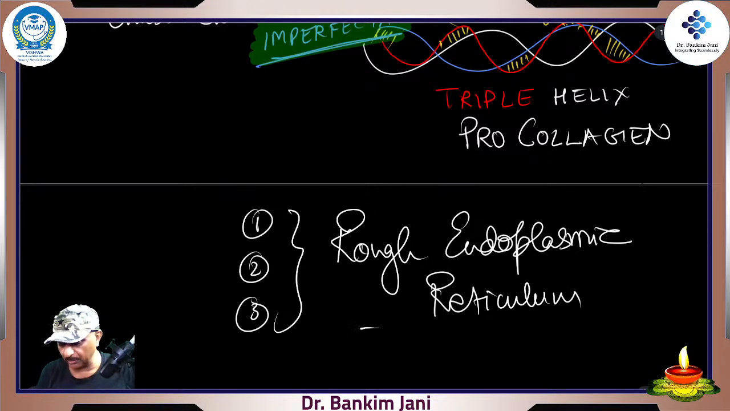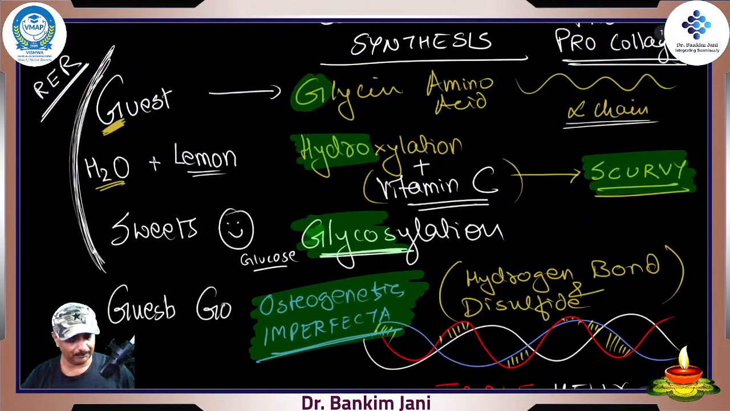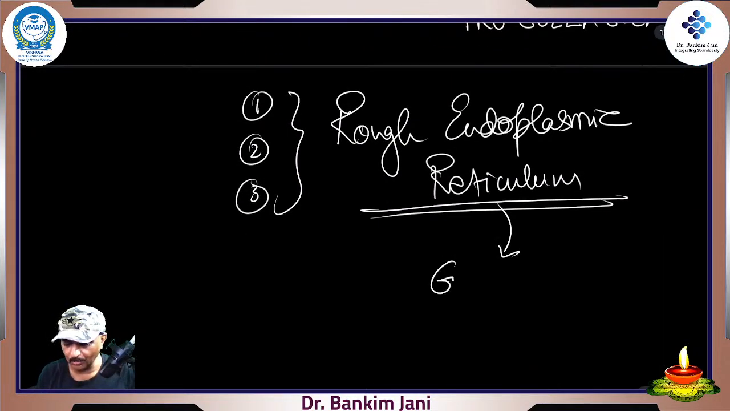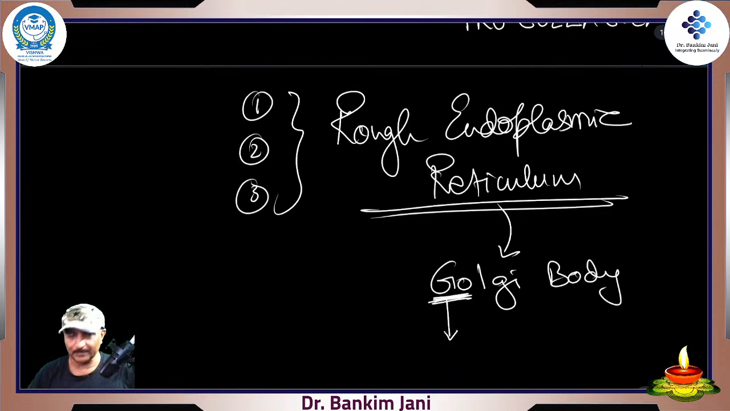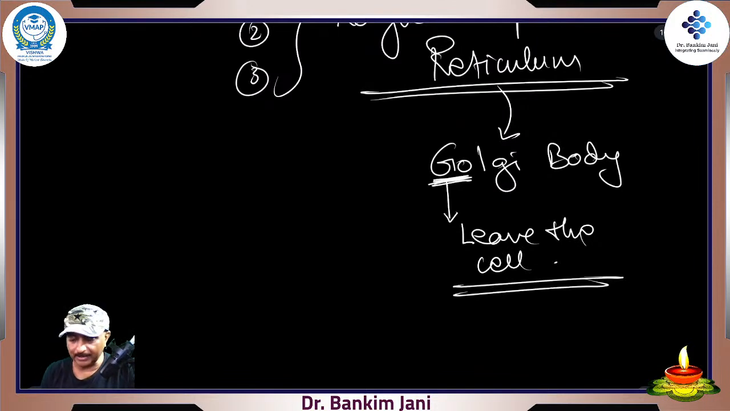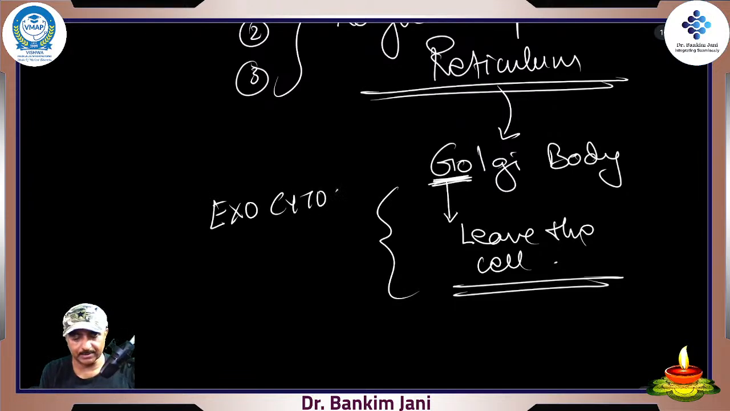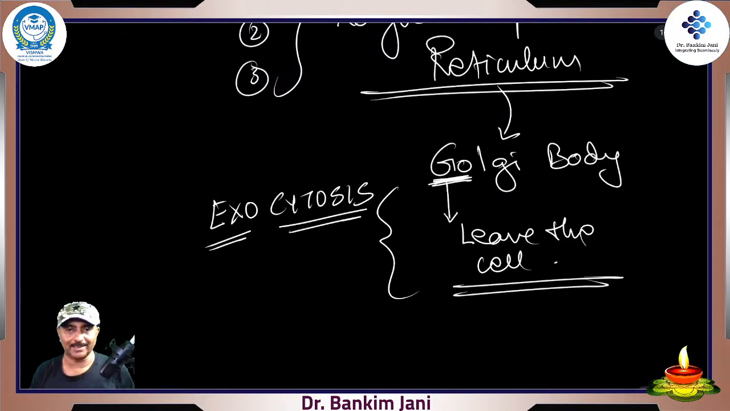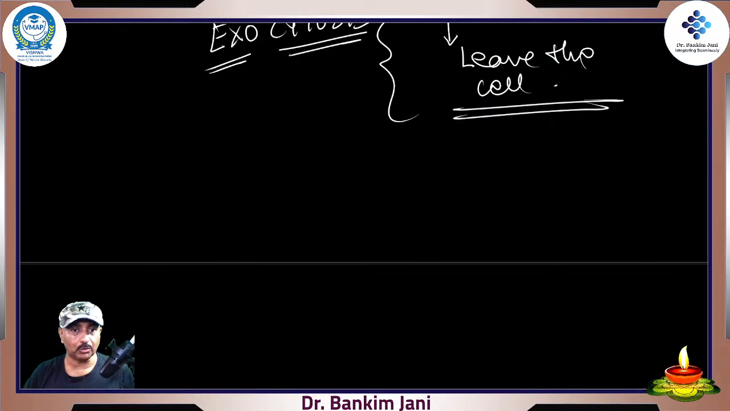From this rough endoplasmic reticulum, when it comes to step four, when the guests say that, okay, we'll go, right? First they will go into Golgi body. And from Golgi body, they will say, okay, cell, bye-bye, right? And they will leave the cell, right? And that process is called exocytosis. Exit from the cell. So now the raw material is ready, right? Raw material is ready. That is what we have got.